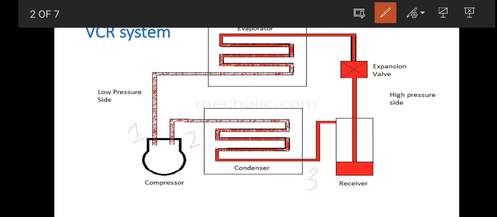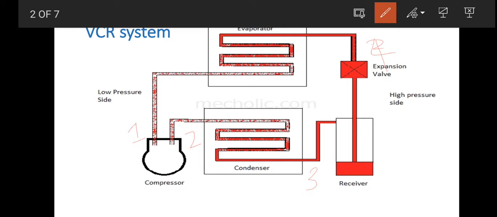After that, this liquid refrigerant will be stored in the receiver. The receiver is just a storage tank. Then it is passed through the expansion valve. So here we have the expansion valve, process 3 to 4, expansion. In that, the pressure of the liquid refrigerant will be reduced, and we know that if pressure is reduced, obviously the refrigerant temperature is going to be reduced.